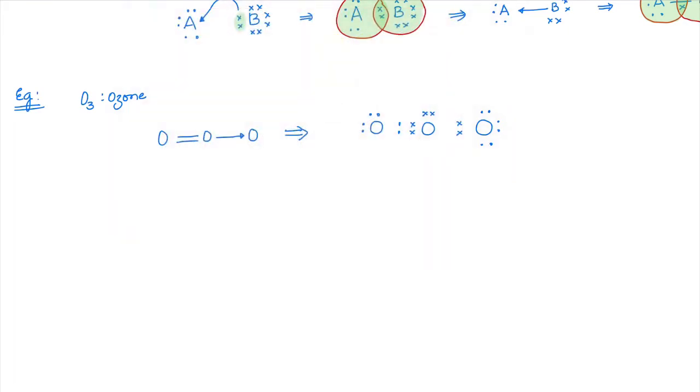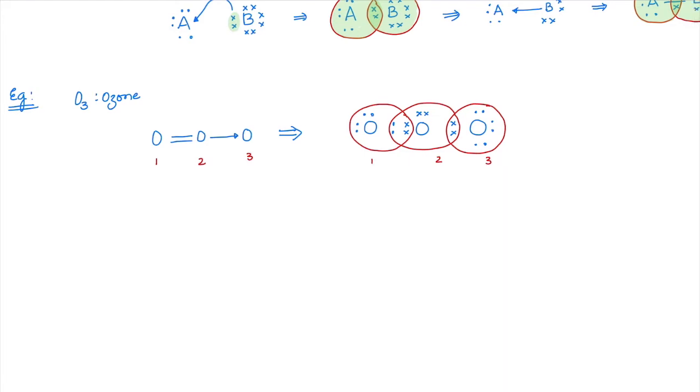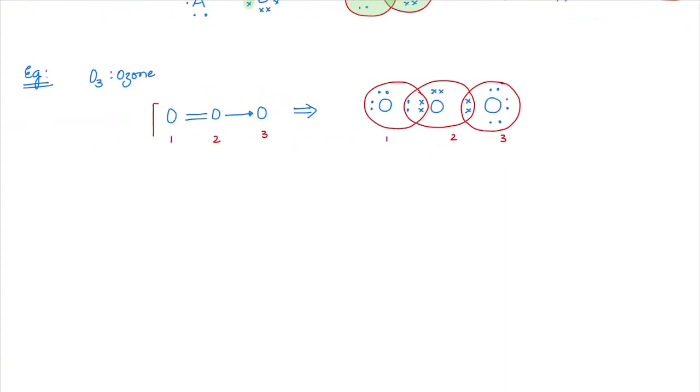Now if you see carefully, the oxygen on the left-hand side and the center oxygen have both shared 2 electrons each and they are fulfilling their octet. But the central oxygen is sharing electrons with the right-hand oxygen, while the terminal right-side oxygen is not sharing any electron. Hence there is a coordinate covalent bond between the second and third oxygen. If I take these as first, second and third oxygen, you can see the second and third oxygen have a coordinate covalent bond. That is the reason for this representation.